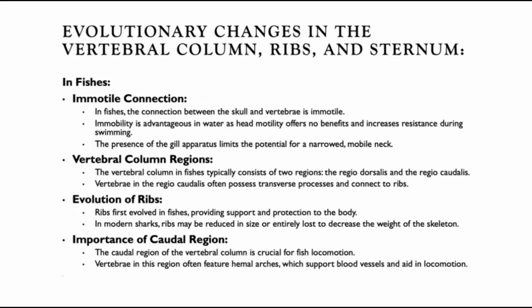So the vertebral column in fishes is very simple. Okay, so it has two regions. We said that they don't really have that connection between the skull and the vertebral column. Because of that, they're not going to have the cervical region that we have, and so on. So instead, they have two parts, regio dorsalis and regio caudalis. Now, what are these two parts? Well, regio dorsalis basically means the back region, and regio caudalis is the tail region. So those are the two regions of their vertebral column.